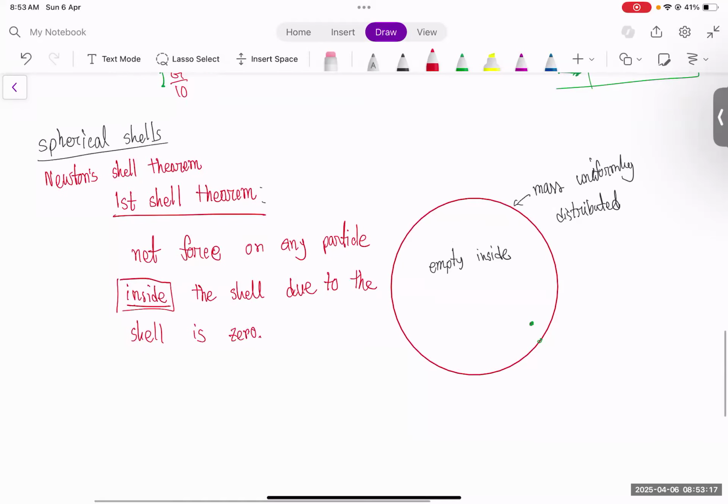So just to sum up one more time, what do you have to apply the shell theorems? You need to have a spherical shell that is empty inside and the mass is uniformly distributed on the edge. For such shells, if you have any object inside the shell, শেলের জন্য ওই অবজেক্টের উপর net gravitational force is 0.